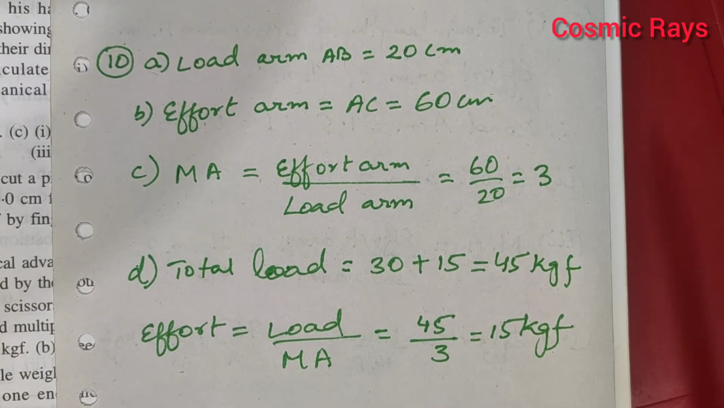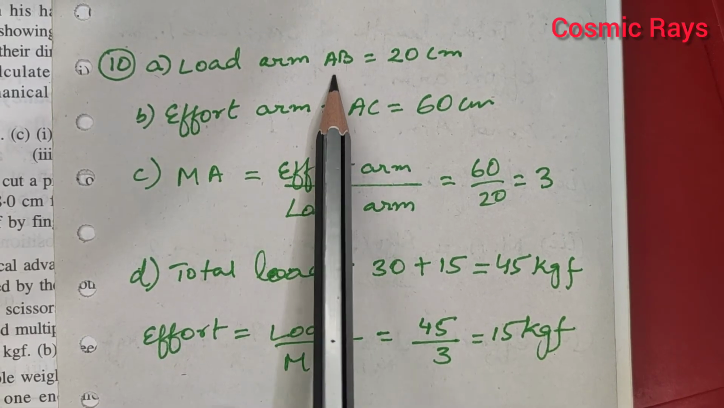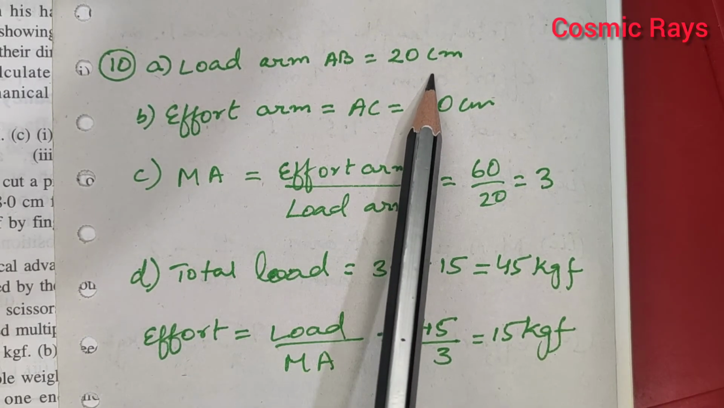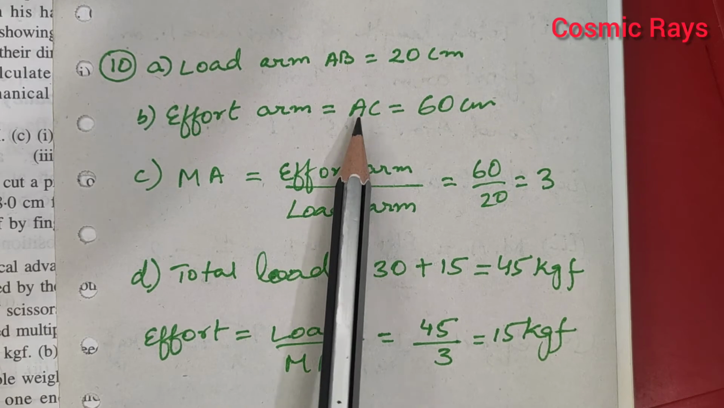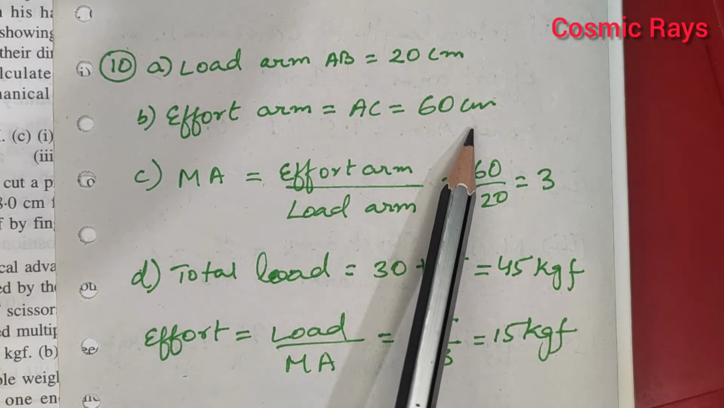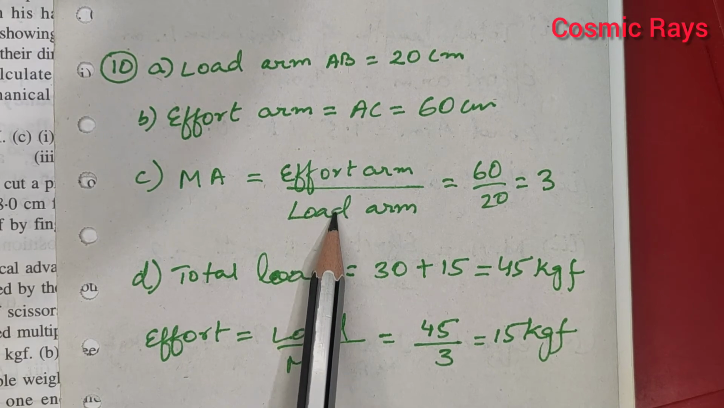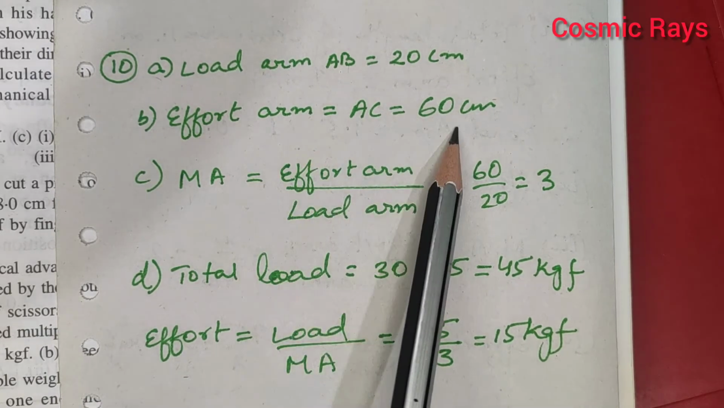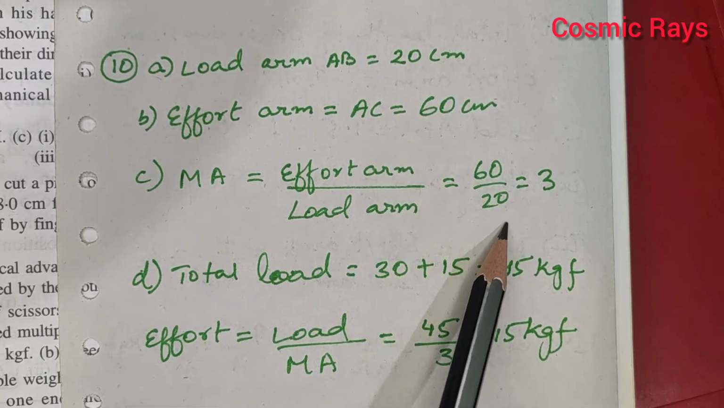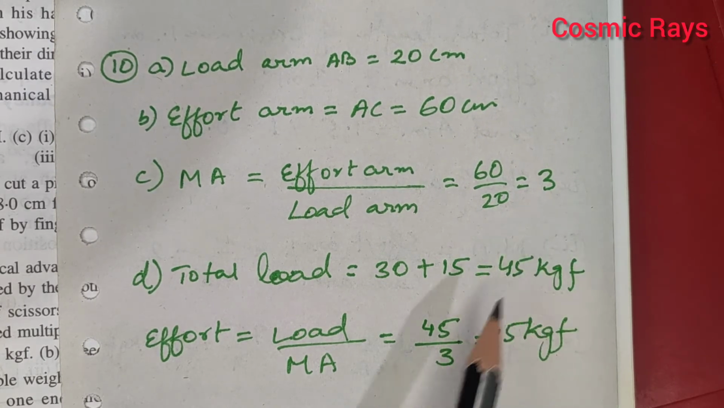So the load arm is AB, that is 20 centimeter. The effort arm is AC, that is 60 centimeter. So MA is effort arm upon load arm. So effort arm is 60 divided by the load arm, that is 20. So we get the answer as 3.